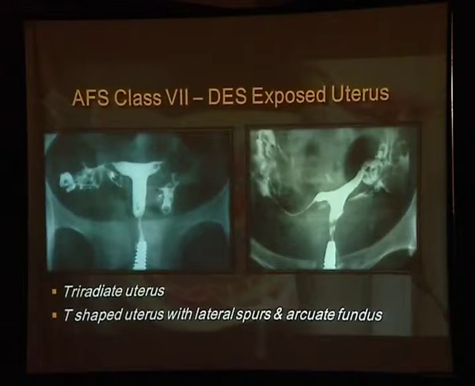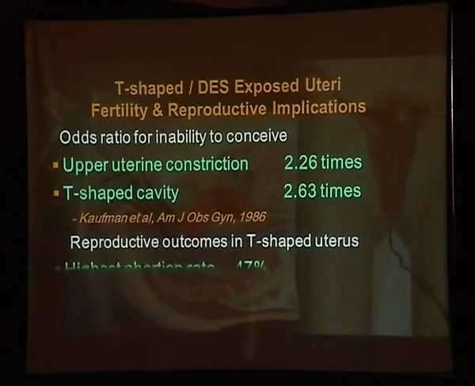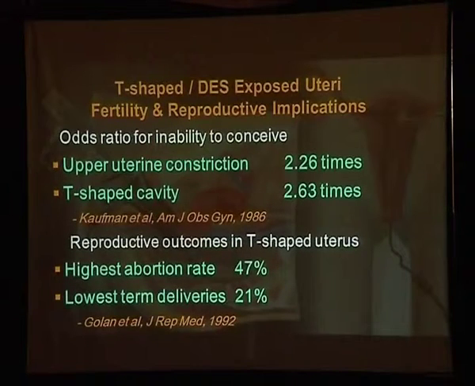On the left side is a triradiate uterus. This is a T-shaped uterus, with lateral spurs and an arcuate fundus. Odds ratio for the inability to conceive: upper uterine constriction 2.2, T-shaped cavity 2.6, Kaufman. Reproductive outcomes in T-shaped uterus: highest abortion rate 47%, lowest term delivery 21%.